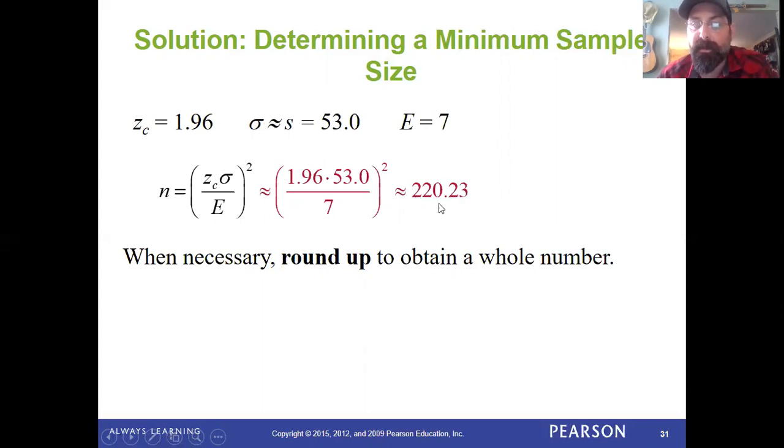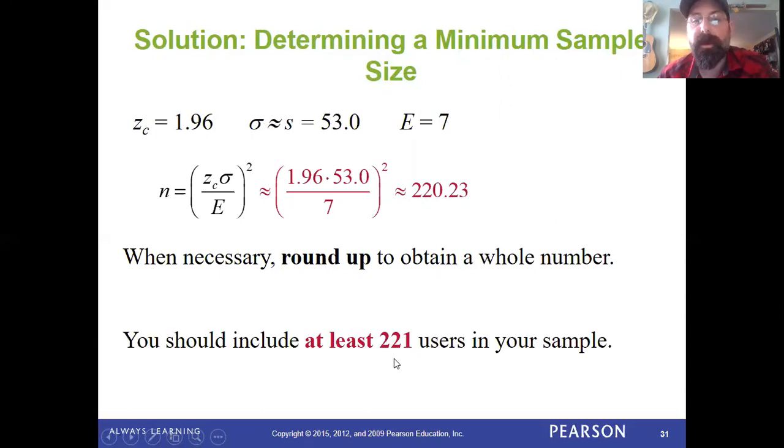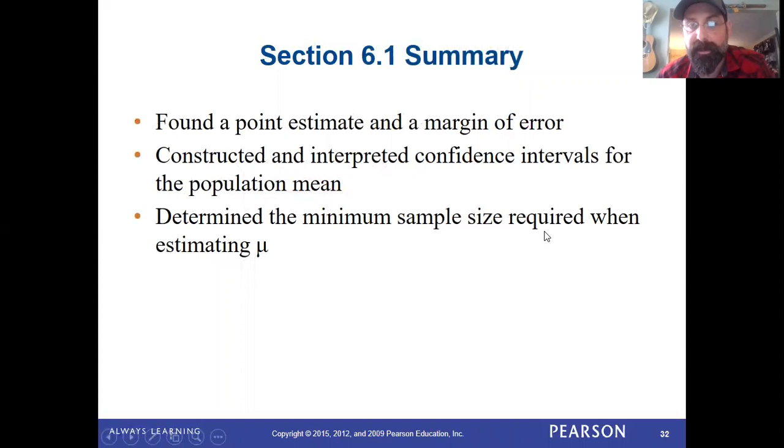But we can't talk to 220.23 people. So we're always going to have to round this up. I know most of you might be thinking, well, that rounds to 220. But this 0.23 of a data point actually gives us mathematically information. So we have to round up so we don't lose information. So if we get at least 221 users in the sample, we will be 95% confident that the X bar from them will be within 7 friends of the actual value of mu. It's called the minimum sample size requirement.